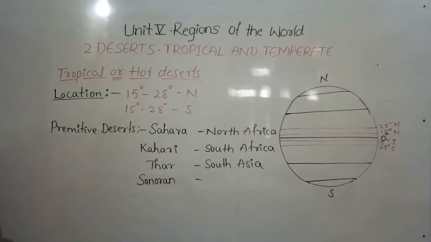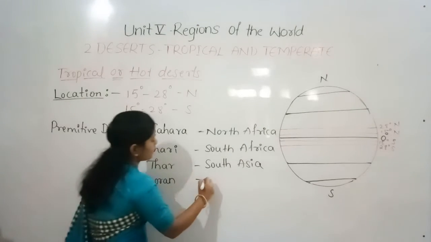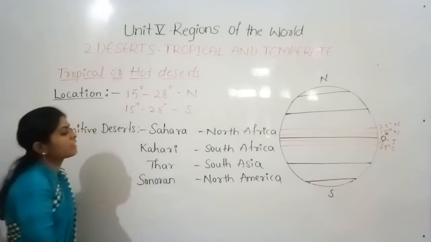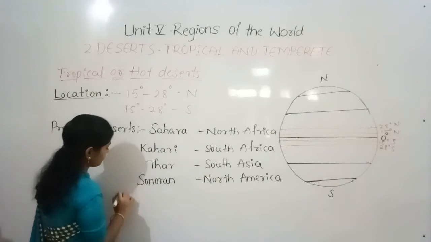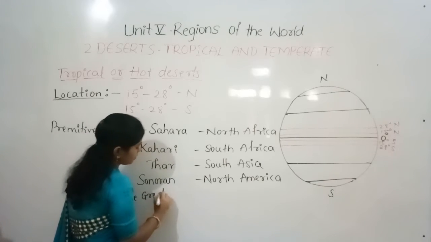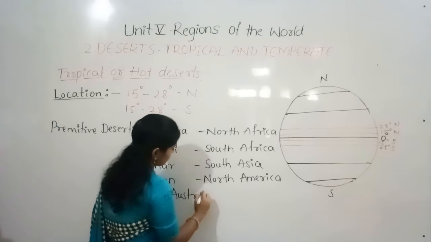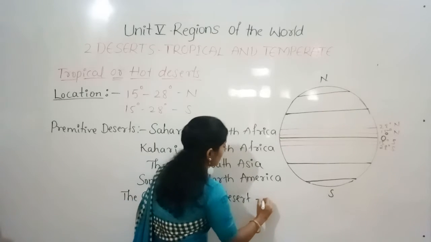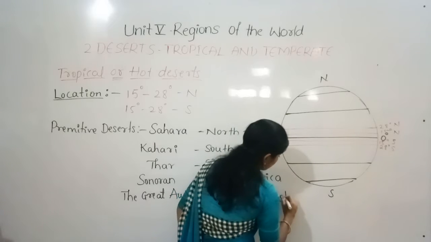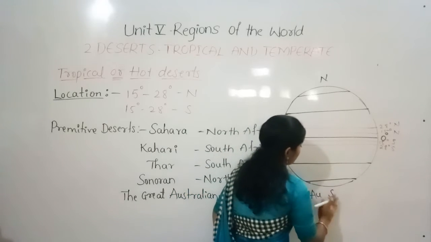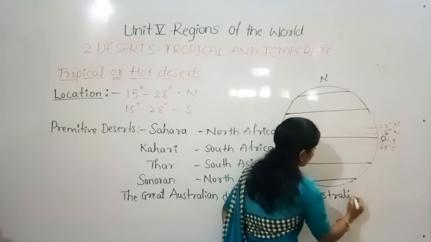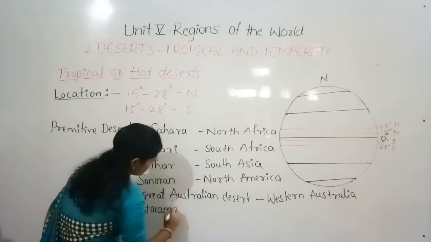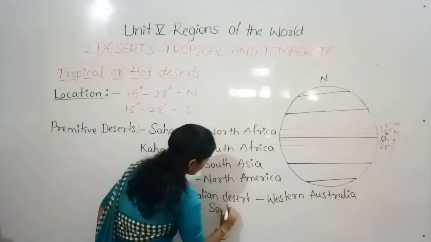Sonora Desert in North America, and the Great Australian Desert in Western Australia, and the Atacama Desert in South America.